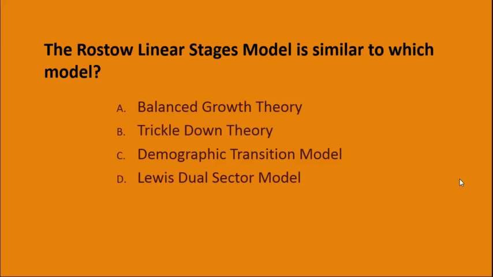This is actually related to the demographic transition model. Rostow is looking at it in terms of economic development through labor, right? Whereas the demographic transition model talks about economics in terms of birth rates and death rates, and we'll be talking about that in the next unit.